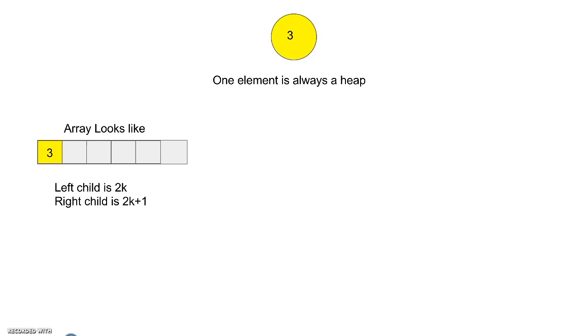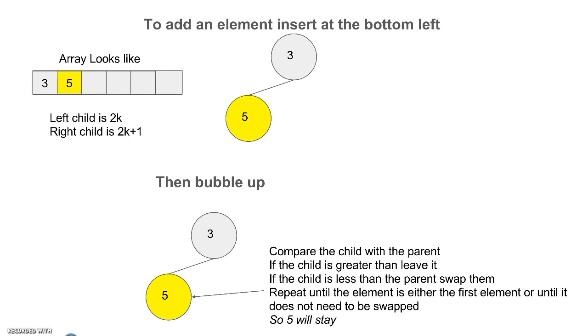First off, we start with one element, and one element is always a heap. We are inserting 3 here, and that goes into the first element of the array. To find its children, we do 2 times the index of where it is, and that's the left child. To find the right child, we do 2 times the index plus 1. So to add an element to a binary heap, we insert it at the bottom left, which is the second index of the array.